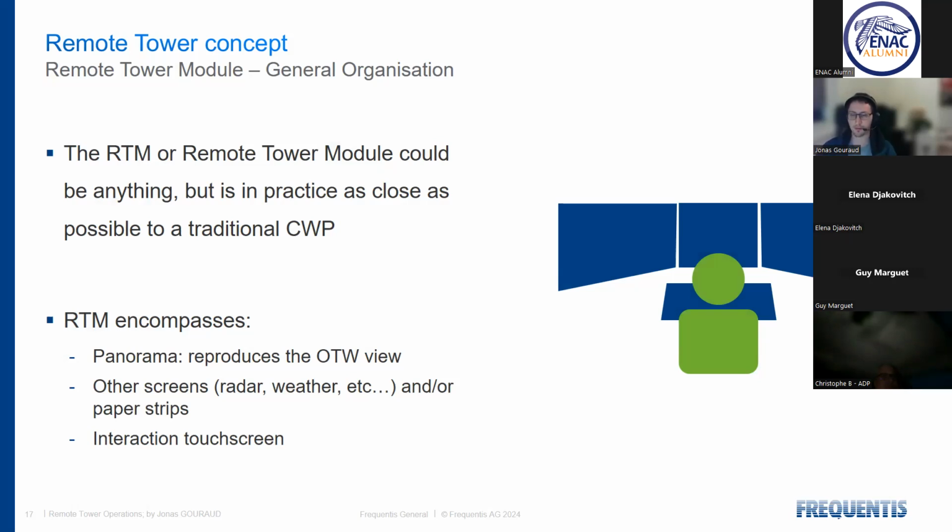Sometimes, especially for France, paper strips. And then the interaction touchscreen will be mainly used to move the cameras around, the PTZ, either with a finger or with a touch pen. You can also sometimes have an integrated position, having also strips at the same place, which could be really useful because then controllers don't need to move around their eyes. But it depends mainly on what the ANSP wants when they actually issue the tender.